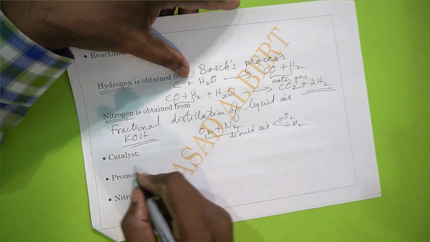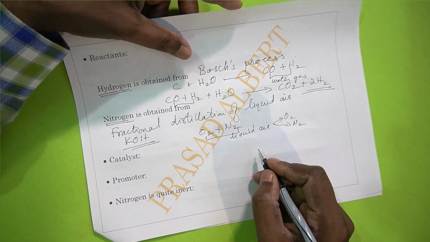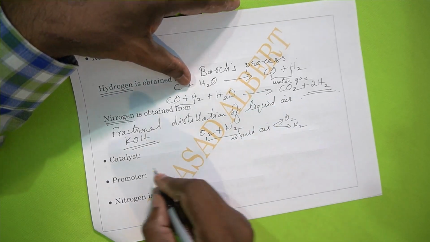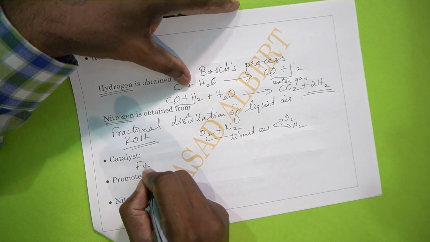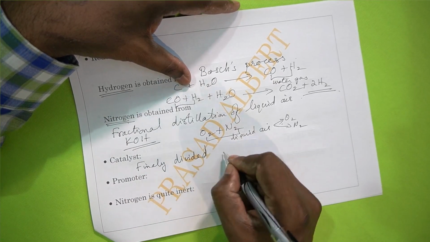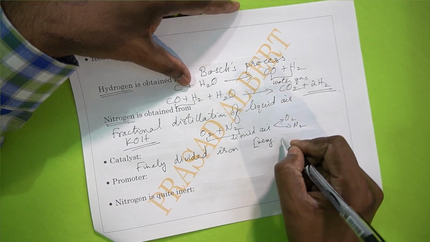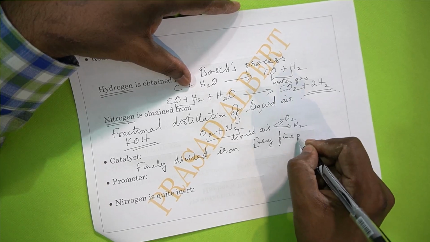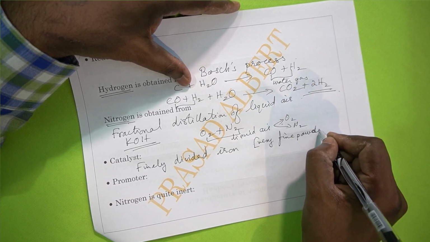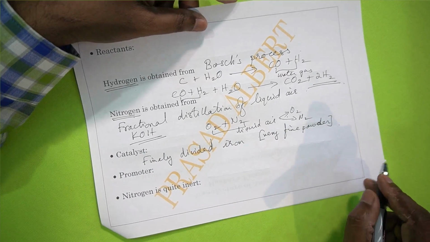Now the next thing is the catalyst. The catalyst for the manufacture of ammonia in Haber's process is finely divided iron. Finely divided means very fine powder, iron in the form of very fine powder. Powder will increase surface area, as we have already seen.